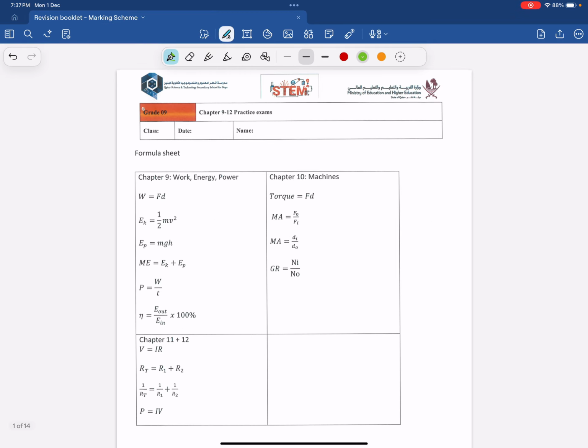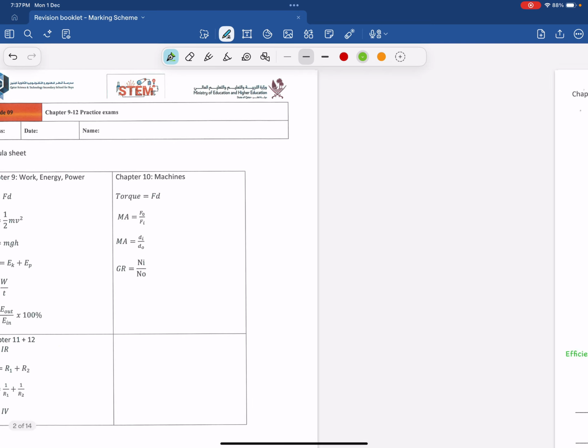Hi guys, you got the revision booklet and we have to practice the course. You can see all the formulas are given to you. Chapter 9, chapter 10, chapter 11 and 12, that one. So these formulas you don't have to remember, but for formulas that are not given, if you still need them in your calculations, you should learn those formulas.